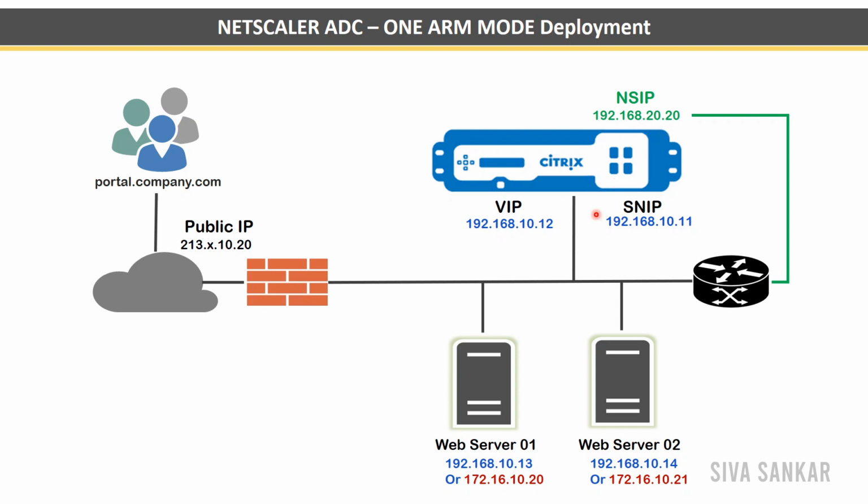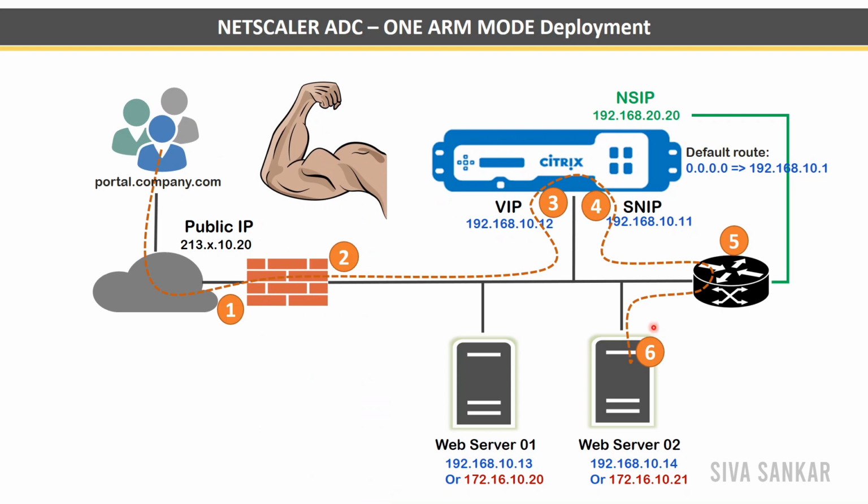So even though it looks like it has two interfaces, it is still one arm mode, because your traffic is still going in one way only. So when the user wants to talk, it goes the same way as before. There is no change in your traffic. So still it is considered as one arm mode only. It's not considered as two arm mode.